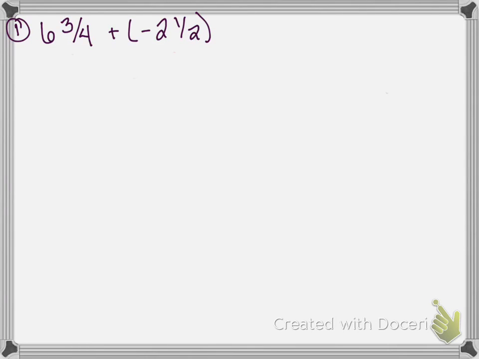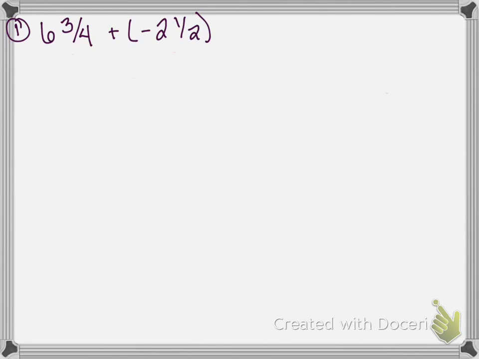So what we are doing here is we are combining two mixed numbers. The reason that they are called mixed numbers is because we have 6 as a whole number and 3/4, which is a fraction. That's what makes it a mixed number. What you want to do is change that to an improper fraction.